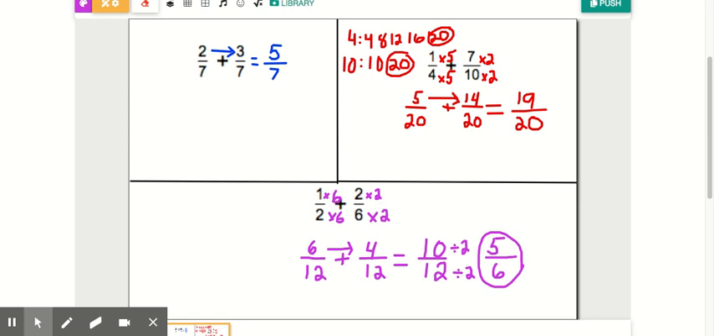So there you go. That's adding fractions with like and unlike denominators. Again, if we were subtracting, we would do the whole process exactly the same. We would just end up subtracting the numerators instead of adding them. Right? Thank you.